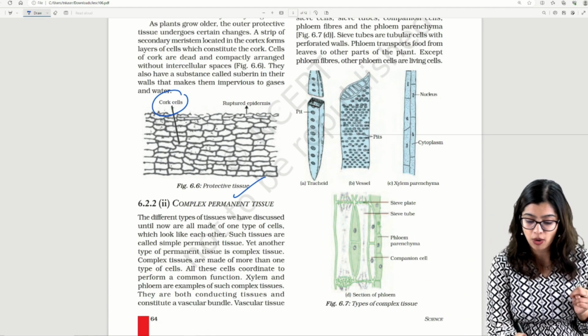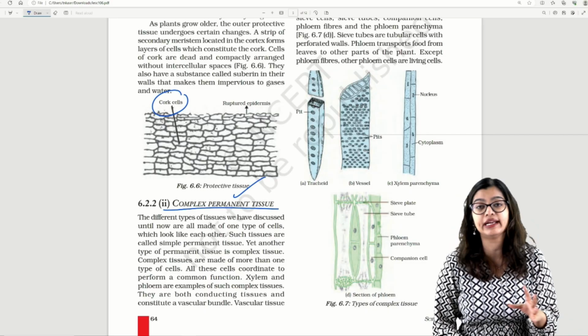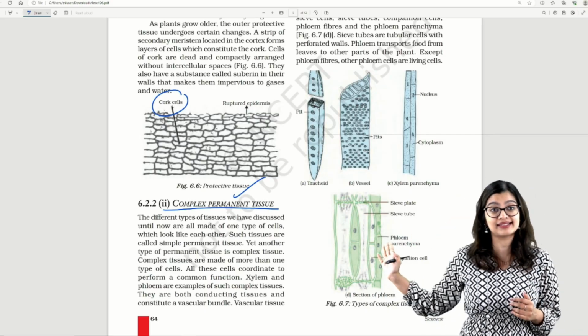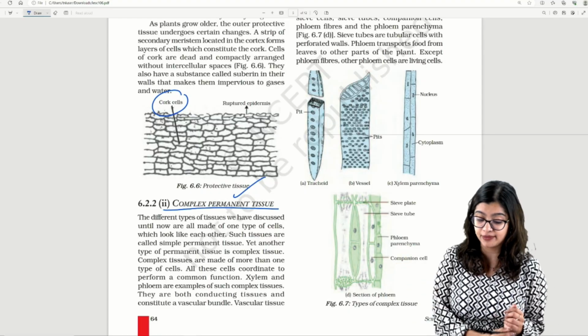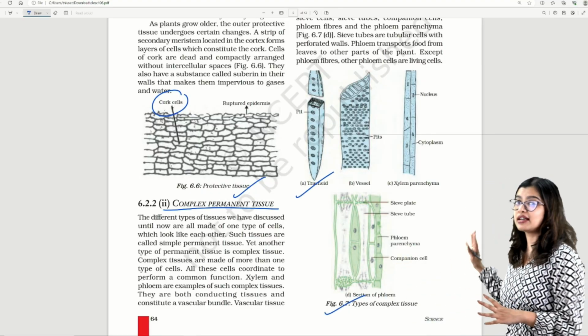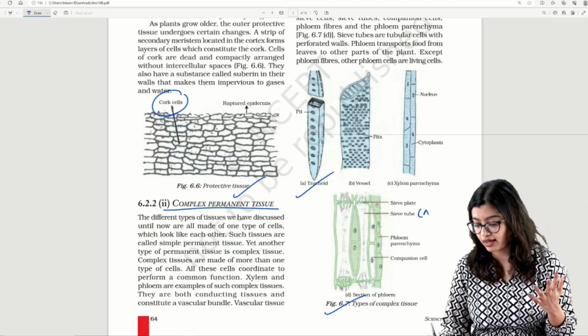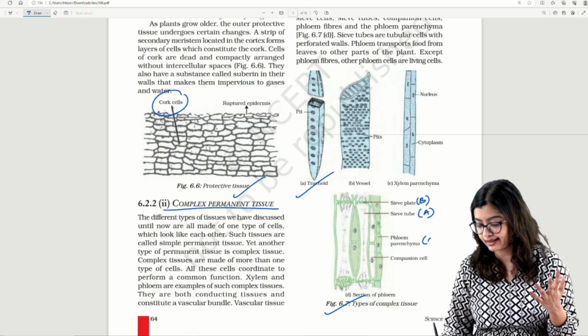Next up, we have our complex permanent tissue. Students, I will almost bet on it that questions based on these diagrams can come in the examination, especially with respect to xylem and phloem. They will ask you to identify what A, B and C are. Here they can ask you this as A, B, C and D.